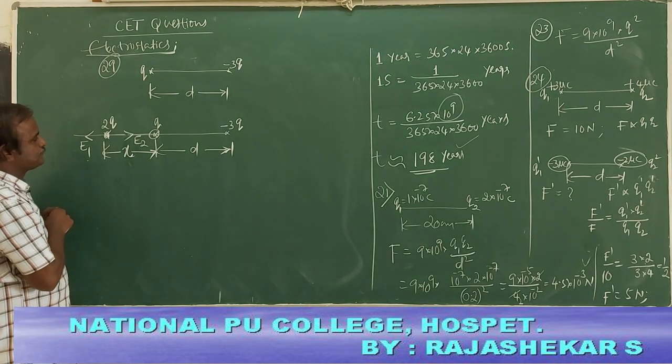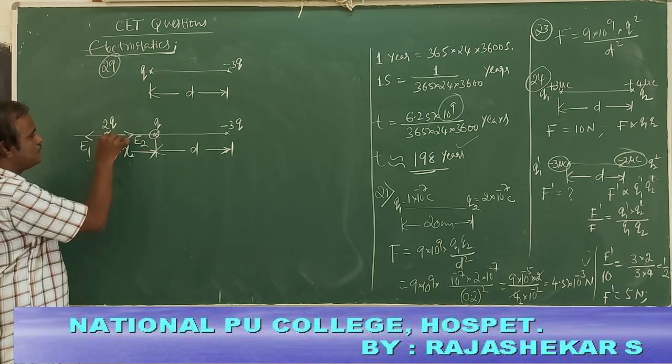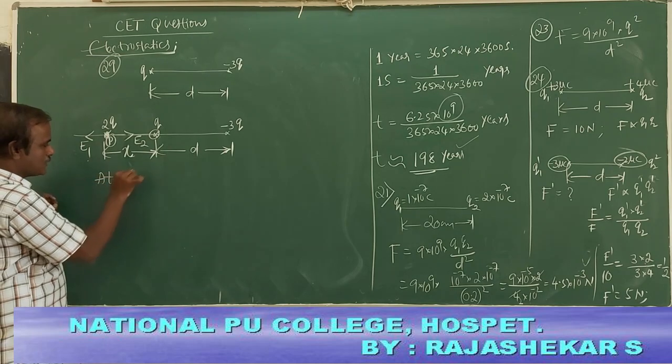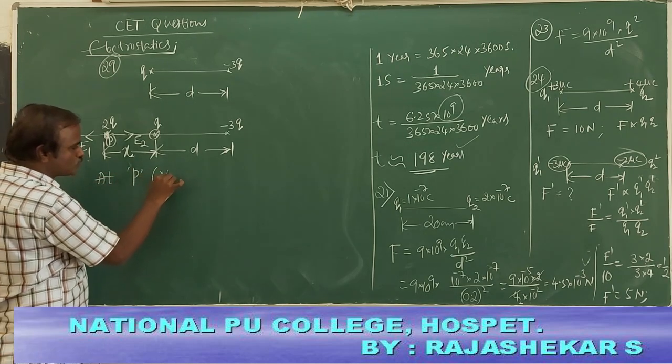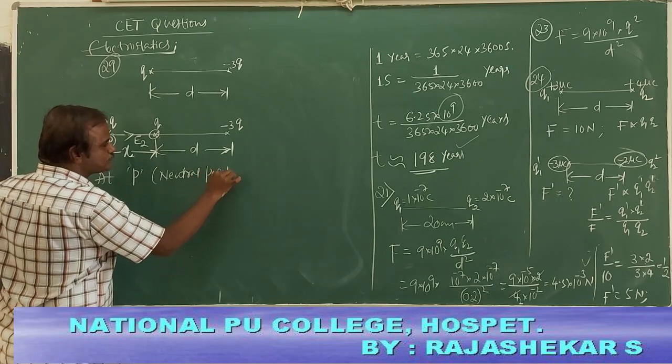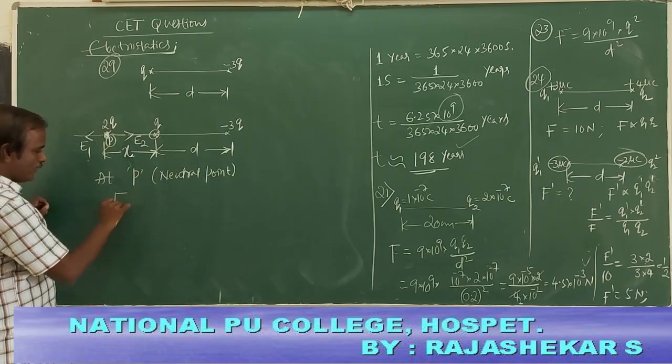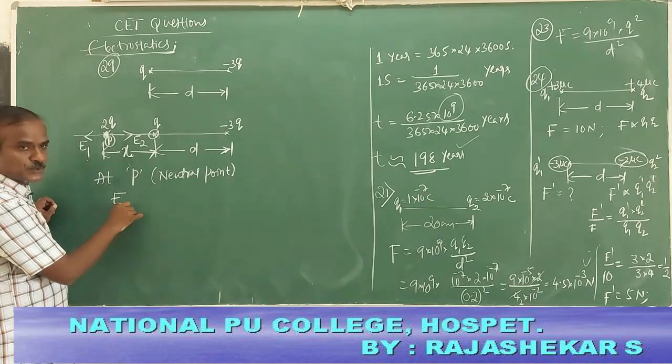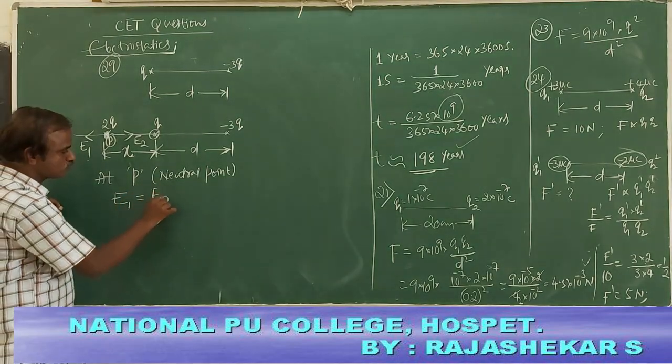Yes. Now let us call this point P. P is a neutral point, friends. Neutral point. So what you will find? E1 minus E2 is equal to 0, or E1 is equal to E2.